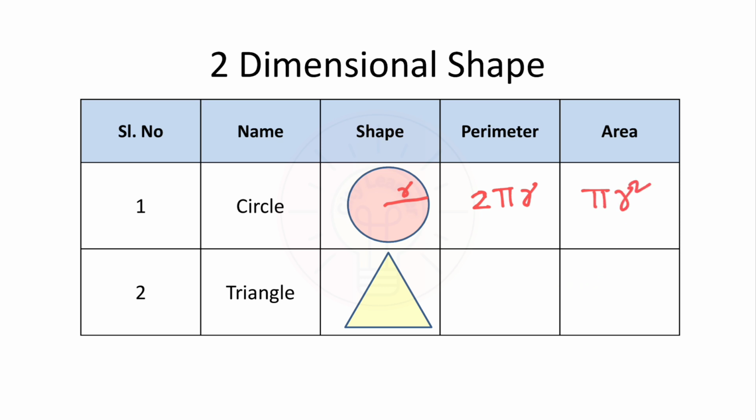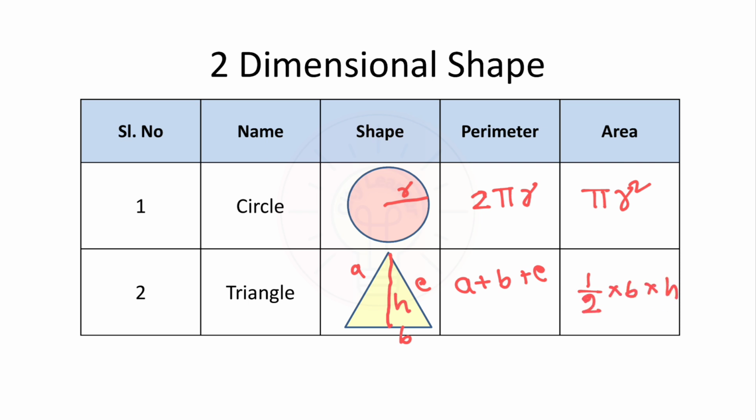The second one is the triangle. This is the shape of a triangle, which has sides A, B, C, and H is the height of the triangle. The perimeter is the sum of all the sides, therefore A plus B plus C, and the area will be half into base into height.